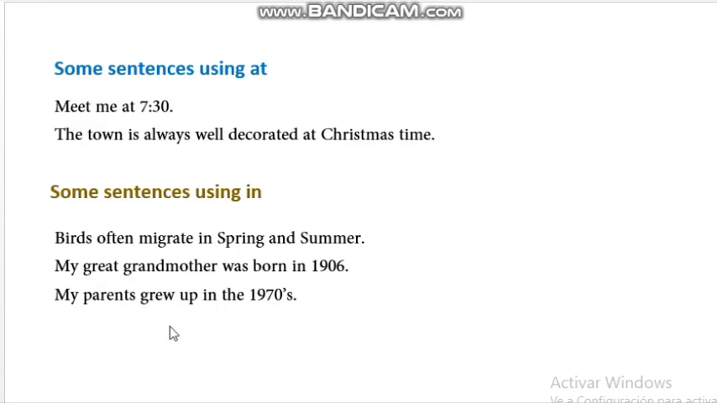Okay, so we are going to see some sentences using at. Meet me at 7:30. The town is always well decorated at Christmas time. So we are using a time and a holiday. Christmas is a holiday. Some sentences using in: Birds often migrate in spring and summer with the seasons. My great-grandmother was born in 1906. My parents grew up in the 70s. We are using decades. Okay?